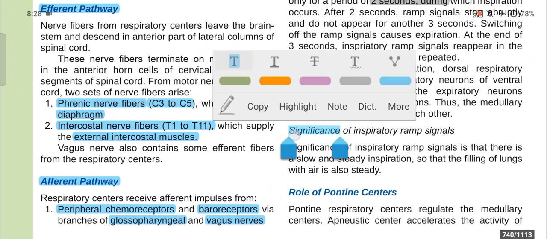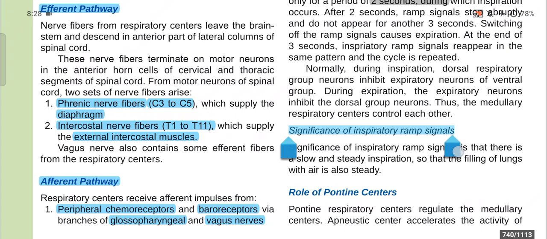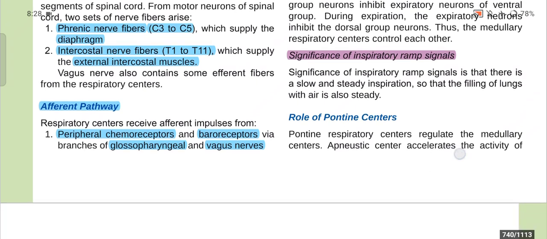Now, what is the significance of inspiratory ramp signals? The significance of the inspiratory ramp signals is that there is a slow and steady inspiration, so that the filling of the lungs with air is also steady.